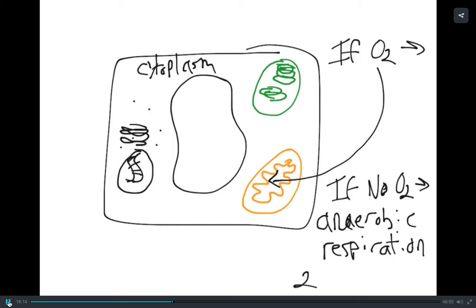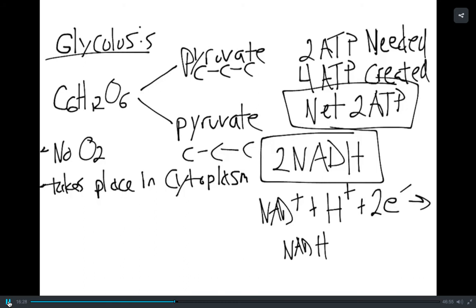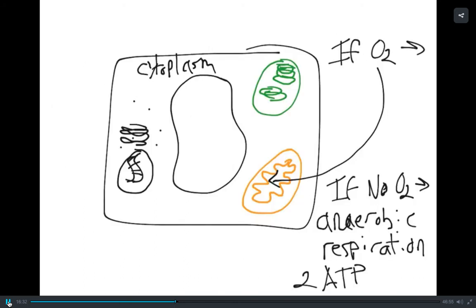It only produces 2 ATP, which if we compare that to our cellular respiration, right here we're producing 38 ATP throughout this process, but in our anaerobic respiration we are only producing 2, right? So not nearly as productive.